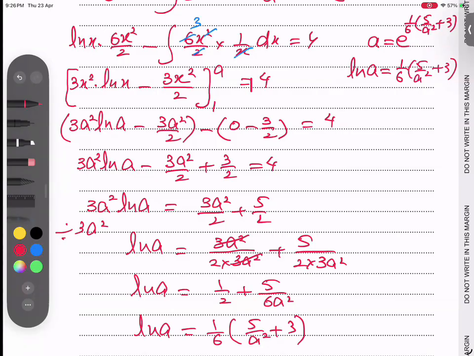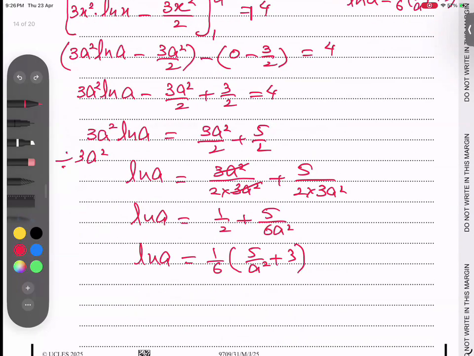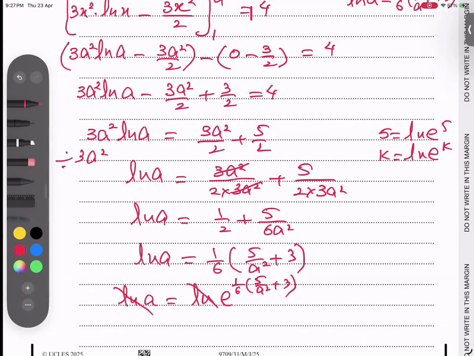So it means even the top target is achieved, and now I can write the final form. I said before, even in the previous questions, for example 5, we can write ln e to power 5. So k, we can write ln e to power k. You can check the upper part in the calculator, students. So here I can write ln and e to power 1 by 6 in the bracket 5 by a square plus 3, and this ln cancels out, and we have proved.